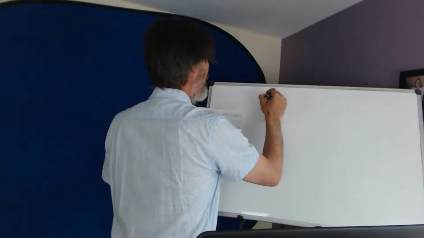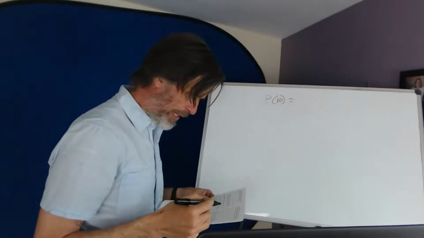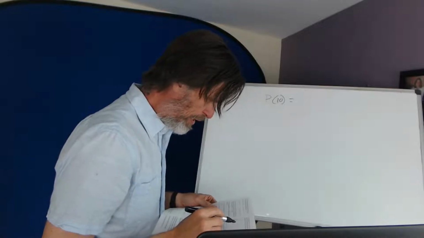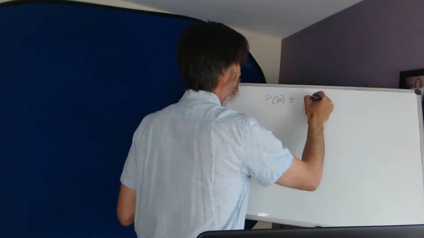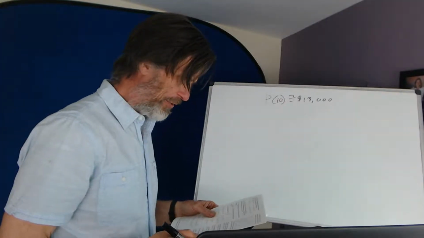So what we'll do is just calculate P of 10, plug it in, and figure out what it is. I'll let you do that on your own. It looks like it's got to be 12,500. Looks like it's got to be somewhere around 13 grand. That's certainly a calculator exercise.